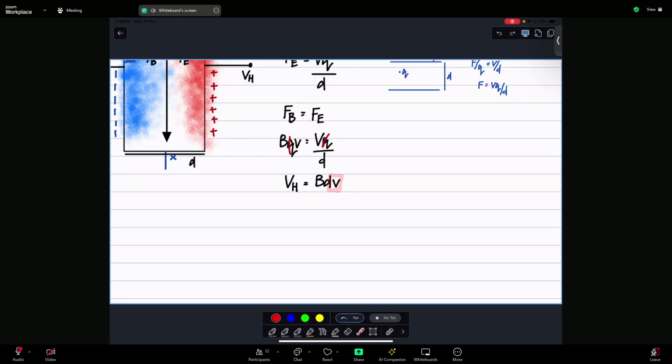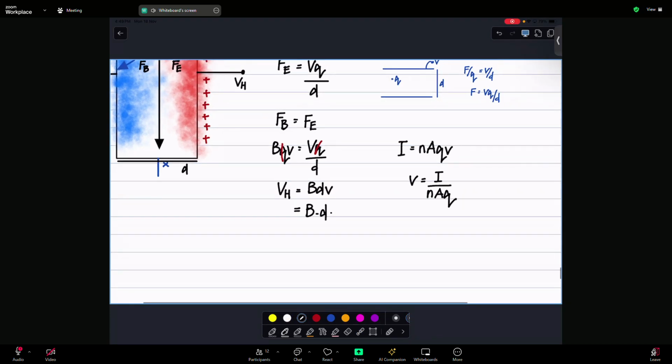Do you see that V there? That's the velocity at which an electron moves in a wire. Do you know what that is? You should, because it was in your AS. Yeah, the drift velocity. What's the formula for drift velocity? I equals NAQV. So V is equal to what? That velocity? I divided by NAQ. So if you place it, you get B times D times I divided by NAQ.